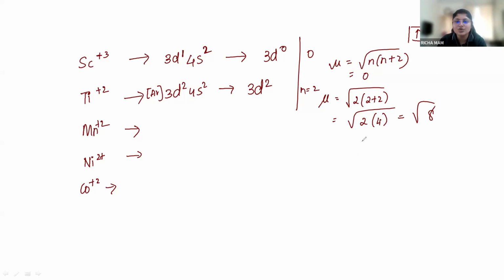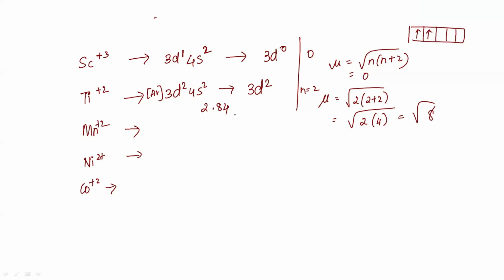Titanium plus 2, the square root of 8 is 2.84. Are you getting the same? So the magnetic moment value you will get is 2.84. Now similarly do it for Mn plus 2. Give me the answers for Mn plus 2, students.